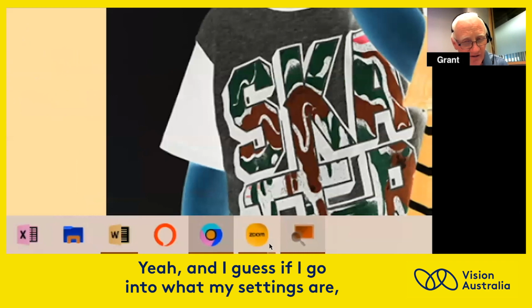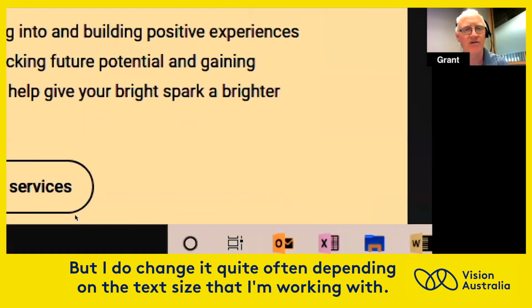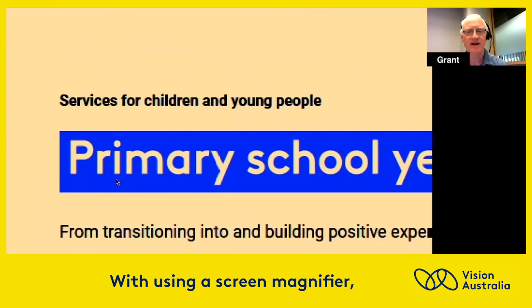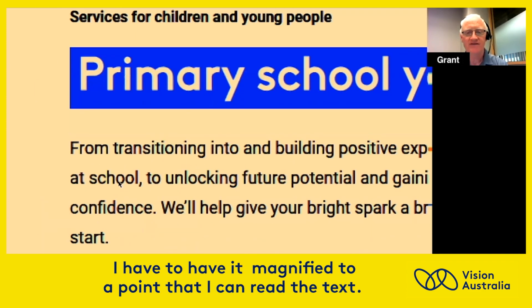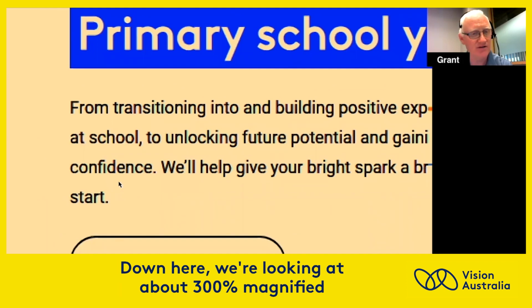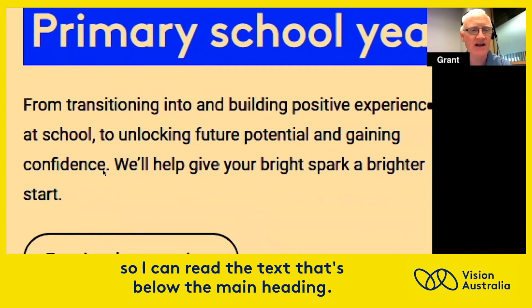And I guess if I go into what my settings are, I'm on 300% at the moment is the amount that I magnify, but I do change that quite often depending on the text size that I'm working with. With using a screen magnifier, I have to have it magnified to a point that I can read the text. So down here, we're looking at about 300% magnified, so I can read the text that's below the main heading.